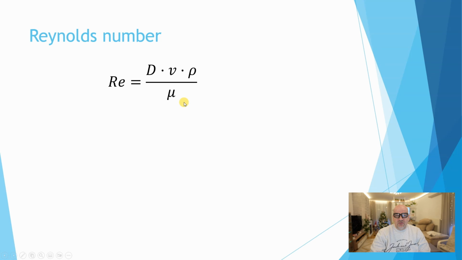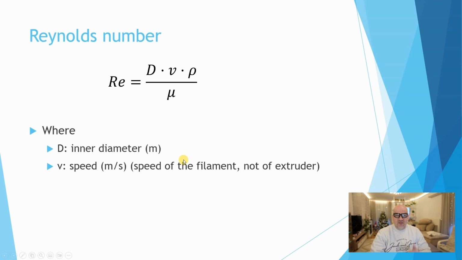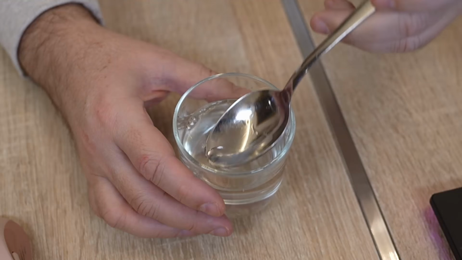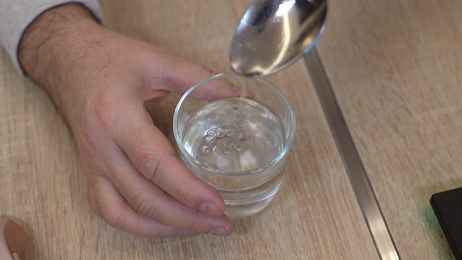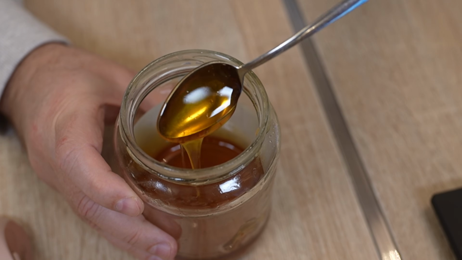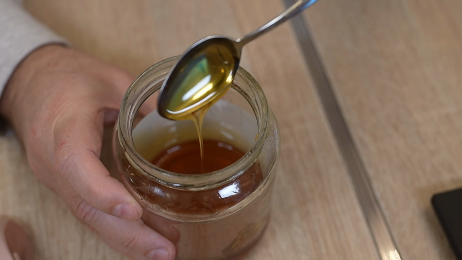There are several equations for the calculation of the Reynolds number, but I will use this one. D is the inner diameter. V is the speed, but the speed of the filament in the nozzle, not the traveling speed of the extruder. Density, and then divided by dynamic viscosity. Just to be clear roughly with the numbers, for the water it is 0.001 Pascal seconds, and for the honey at room temperature it is around 10 Pascal seconds.